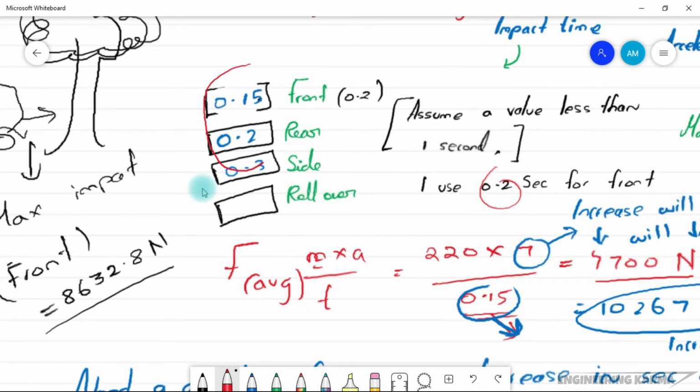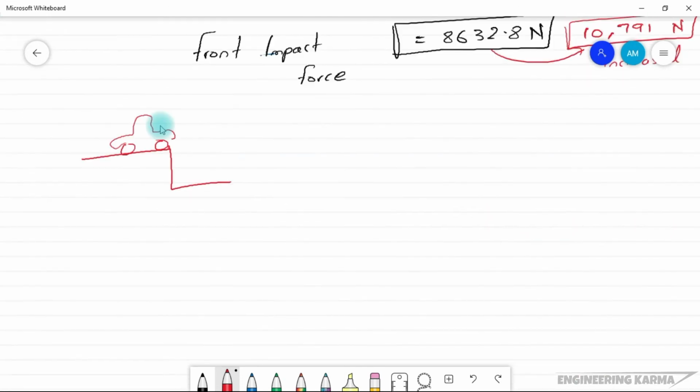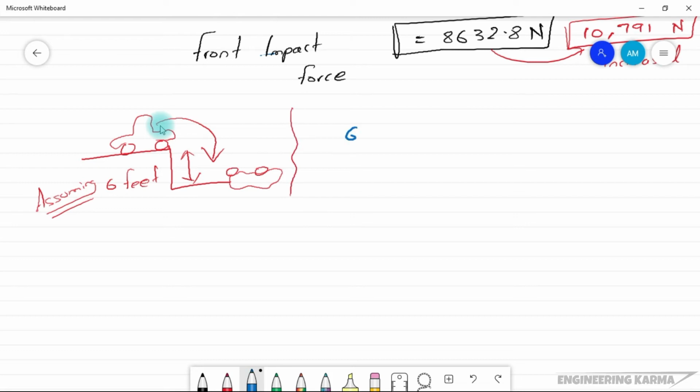Finding the impact force for the other sides is the same method, just change the impact time. There is a specific impact time consideration for each country, so search for it. Now, let us calculate impact force on the rollover. Assuming the vehicle falls from a height of 6 feet. Converting feet to meters.